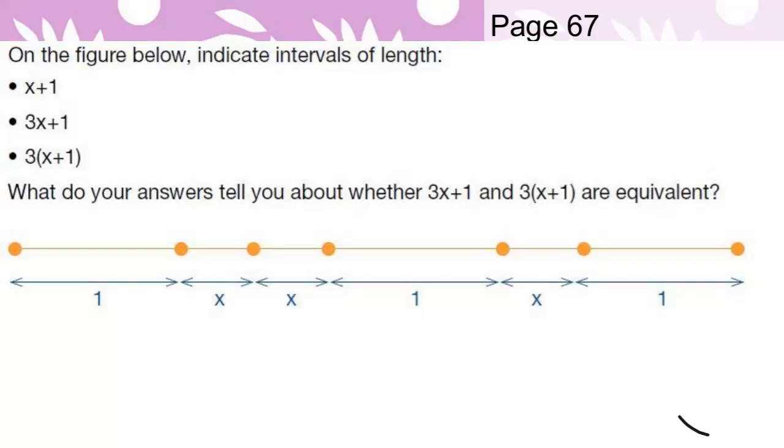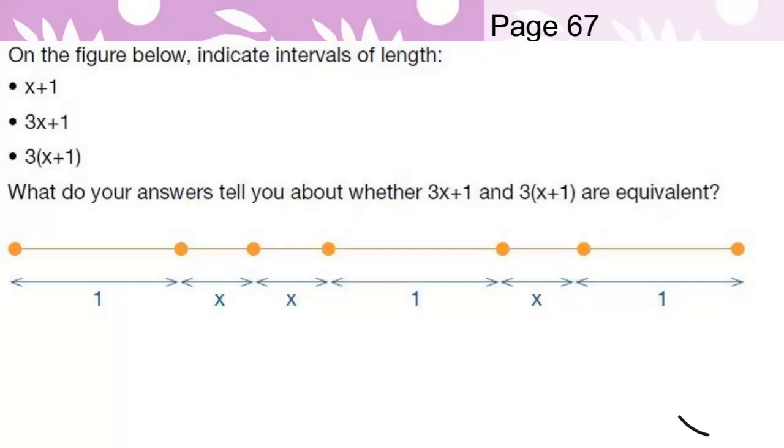Cut it up high, yes. Too many. There. Is she right? Yes. There are 3 x plus 1s. Here's the first one, right here. Here's the second one, right here. And here's the third one, right here. So we have shown each one of these separately.